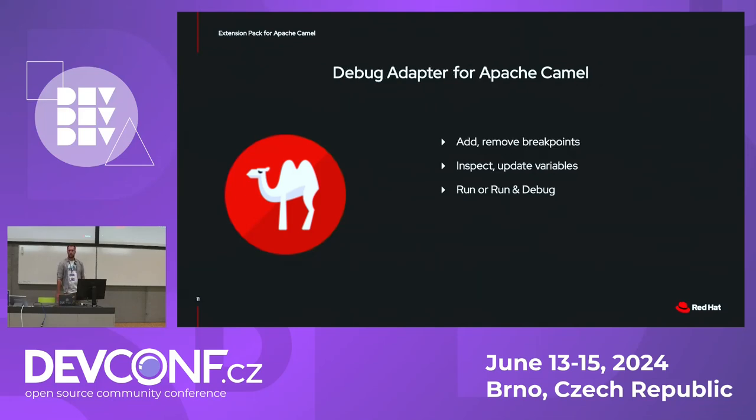Another is the debug adapter. The debug adapter is another crucial extension for Camel, because it allows you to troubleshoot the Camel routes. Basically, it's mainly about adding features to run, or just run locally, the route, or run with attaching the debugger.